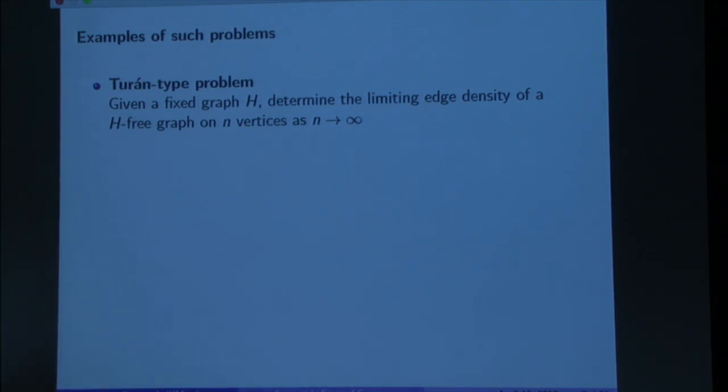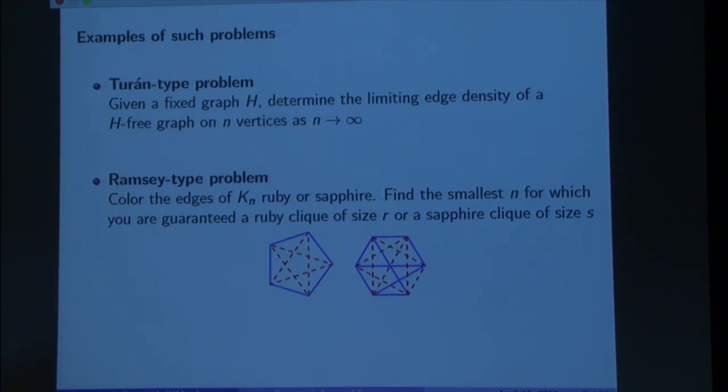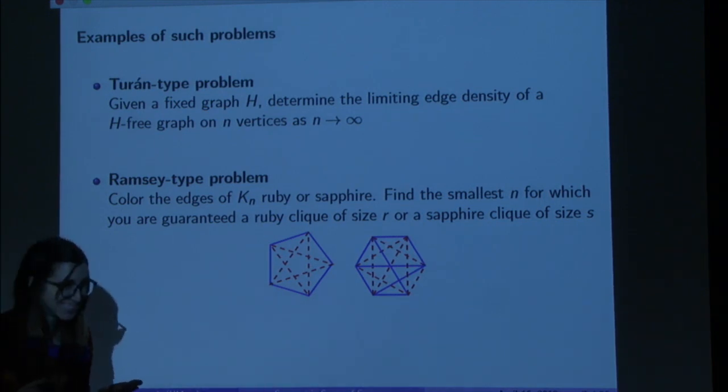Great. Another problem that fits our setting is a Ramsey type problem. You want to color the edges of a complete graph on n vertices either with ruby or sapphire, and you want to find the smallest number of vertices n for which you're guaranteed a ruby clique of size r or a sapphire clique of size s. The most famous instance is when r and s are both 3, right? So there are 6 of you, so it's guaranteed that there are at least 3 of you who mutually know each other, or at least 3 of you who mutually don't know each other.